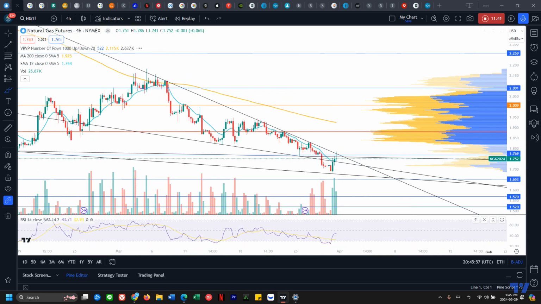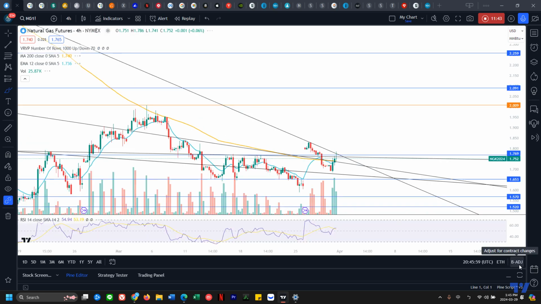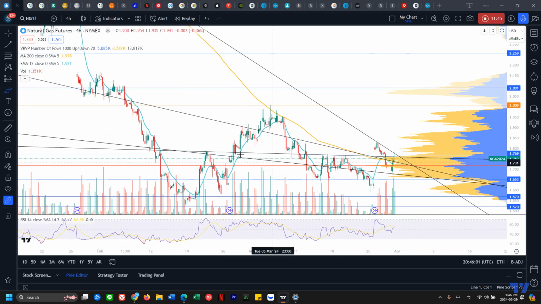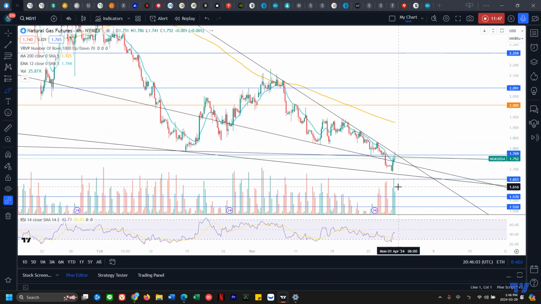If your chart looks a little different than mine, make sure to click the adjusted chart. It means it will adjust for the contract gaps. So you'll see there's no gaps when I click the adjusted.